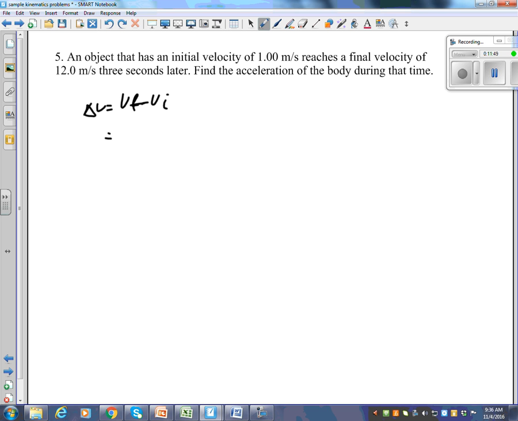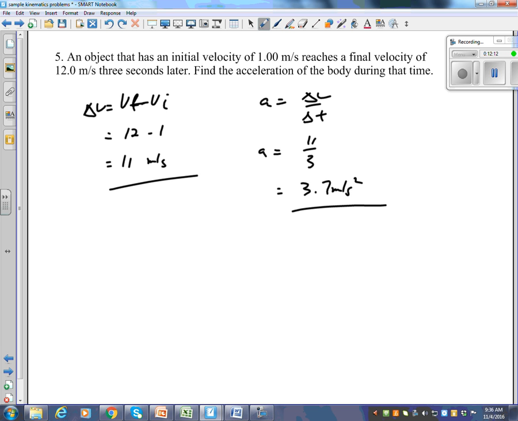Final is 12, initial is 1, so the delta V is 11. A equals delta V over delta T, which equals 11 divided by 3, which is 3.7. Exactly. See, you guys are fine. Sure. Okay.